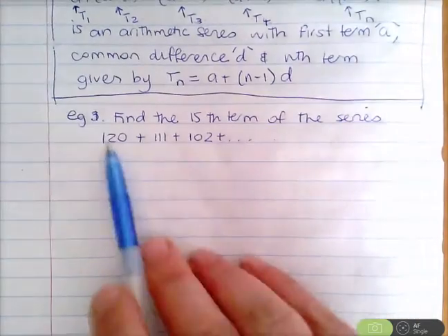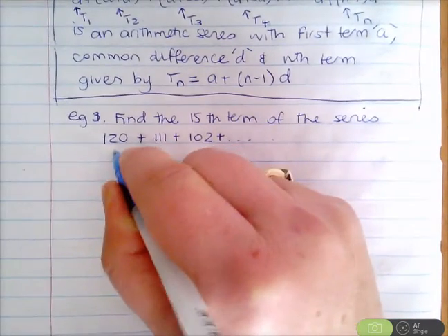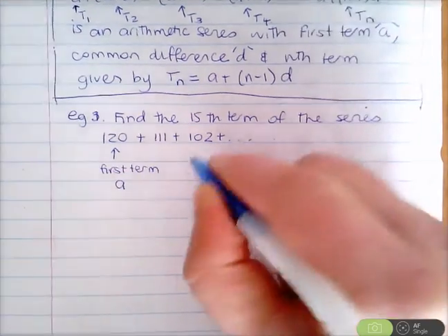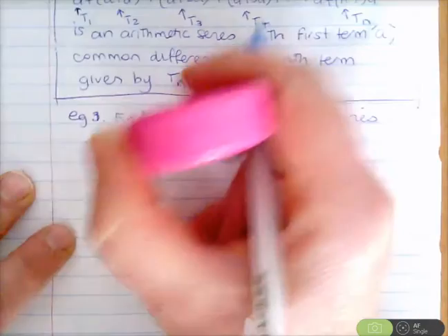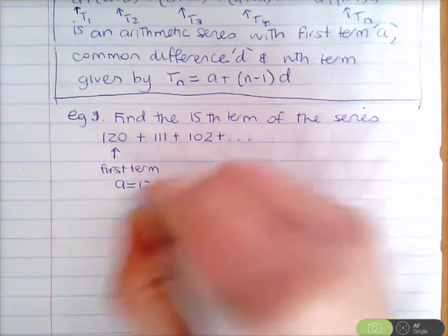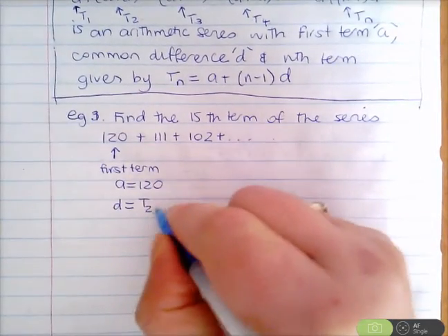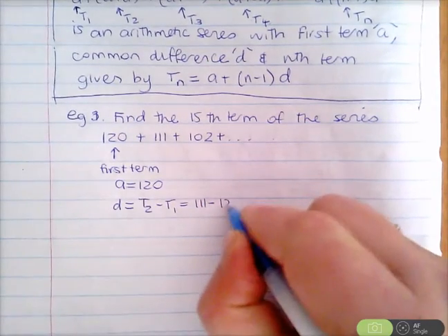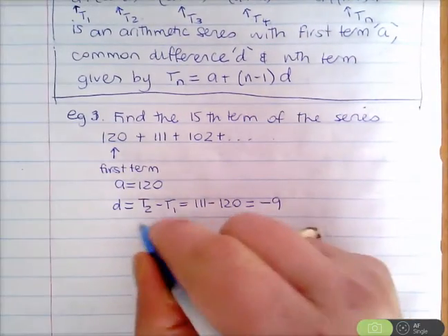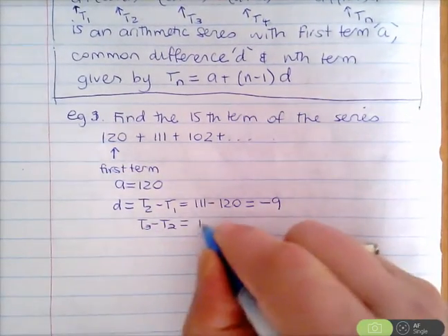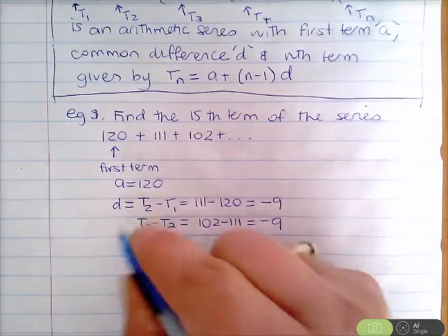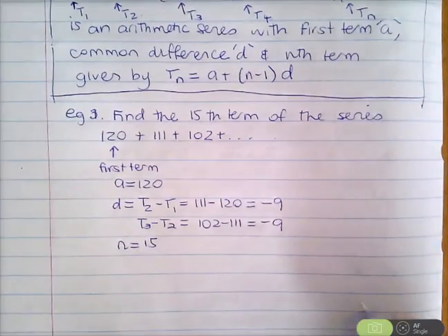Examples. So find the 15th term of this series below. So here we can see that this is our first term. So that's my first term, or t1, which is a, and my common difference d. Actually, I'll just write it normally. So first term, a is 120, and common difference d is t2 minus t1, which is 111 minus 120, which is negative 9. So it is going down by 9. I could have done t3 minus t2 is 102 minus 111, which is also negative 9. And I want the 15th term, so I'm evaluating the term when n is 15.